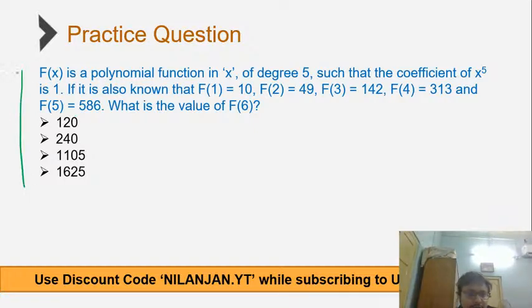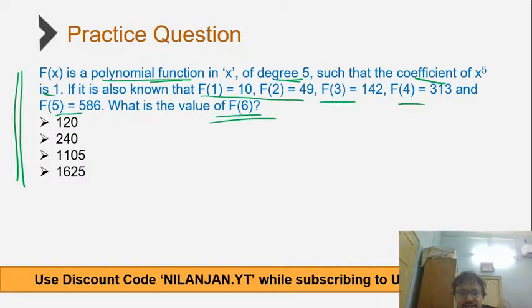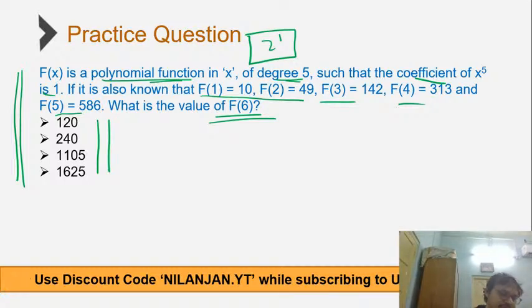Next we move on to the final question for today. So this is a polynomial function of degree 5 such that the coefficient of x to the power 5 is 1. The values of f1, f2, f3, f4 and f5 are also given. The question is asking the value of f6. This is a pretty challenging question to solve by the normal conventional approach, so it might be wiser to go by the options based approach in this kind of a question. So take around 2 minutes to try and figure out the best possible way to solve this question.